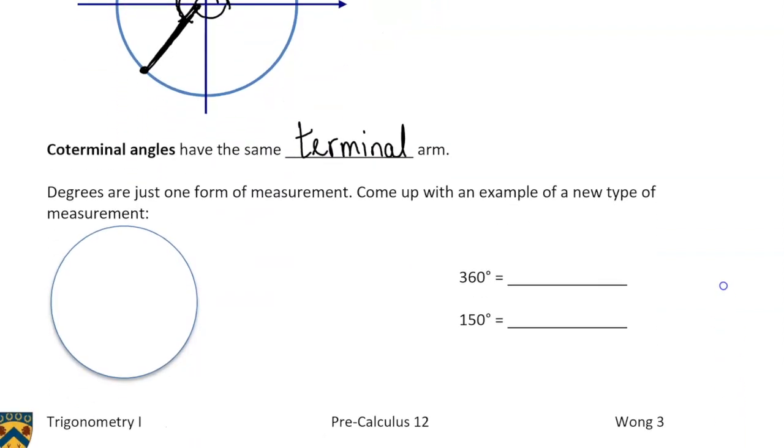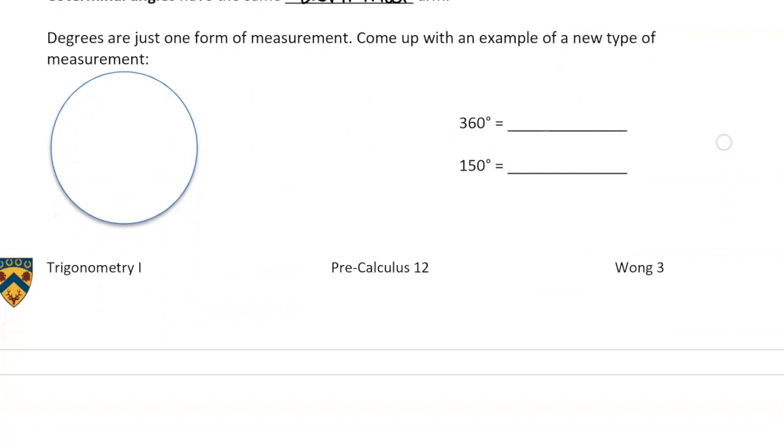Now, a big difference between Pre-Calculus 11 and Pre-Calculus 12 is that while we may have been introduced to radians in Pre-Calculus 11, we're going to spend the majority of our time talking about radians in Pre-Calculus 12. Radians is one form of measurement, degrees is one form of measurement, but there are so many arbitrary forms of measurement that you could come up with. So just to show an example, if 360 degrees goes fully around a circle, we could create our own type of measurement.